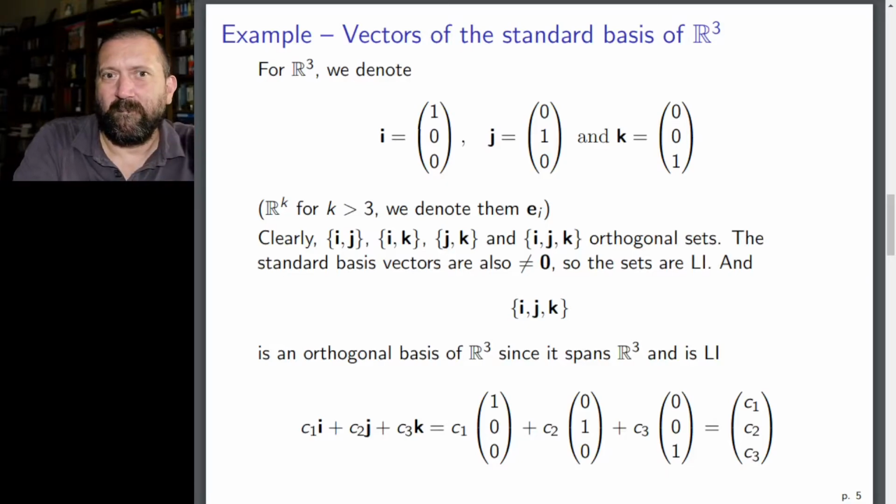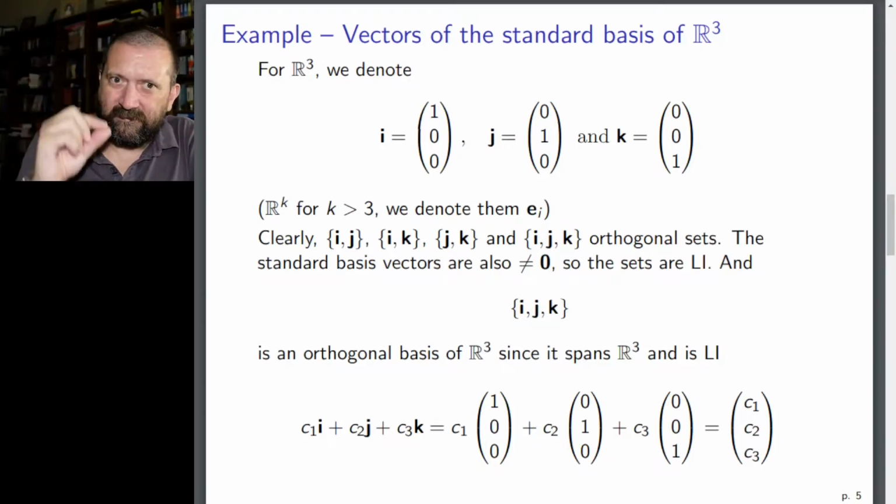That means I'm multiplying every entry in the vector by C1. So that means this first vector is C1, 0, 0. This second vector is 0, C2, 0. And this third vector is 0, 0, C3. And then finally, when I add them, I add corresponding entries in the vector. And so what I get is this.